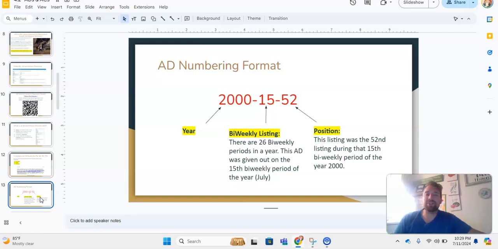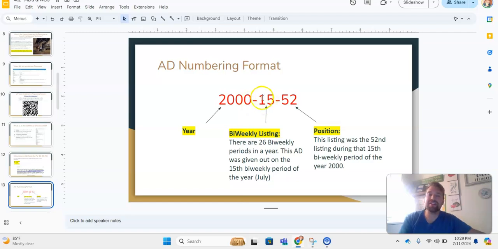So again, just for your information, airworthiness directives have a special numbering system, and you're going to need to know this for the labs that we're going to be doing here. You're going to notice that there's three numbers with two dashes in between them. The first number is the year. So what year do you think this is? If you guessed the year 2000, you're correct.